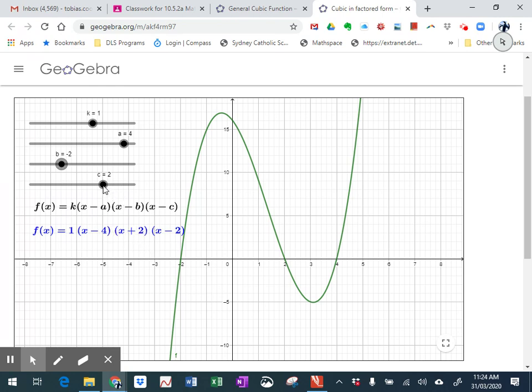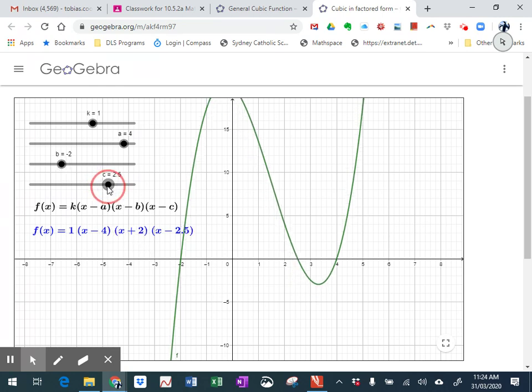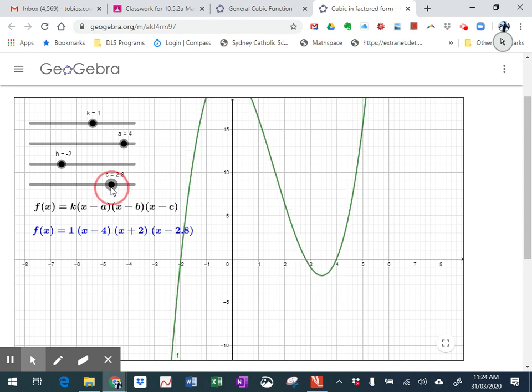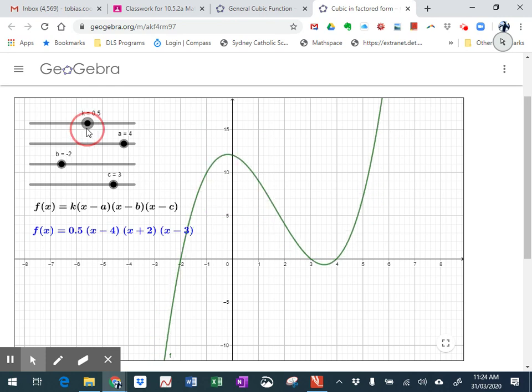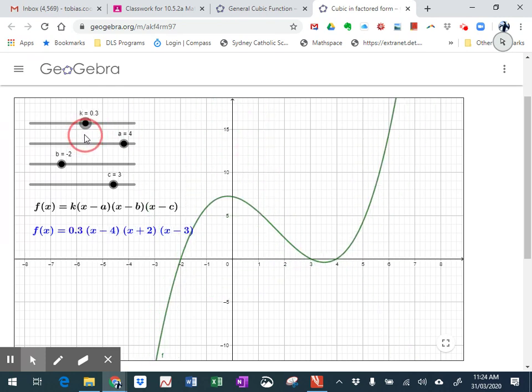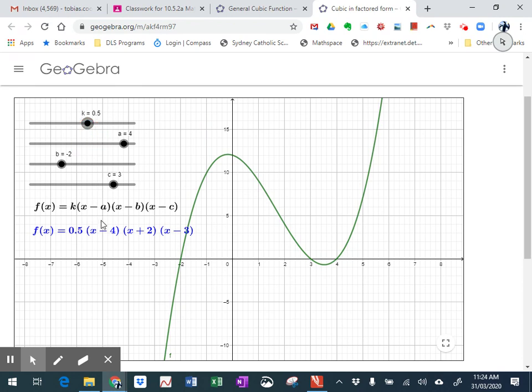Okay, now what about C? I'll take C up to 3, and I should get an x-intercept of 3. There it is. So there's an x-intercept of 3 there. Okay. Now I can also change the k value, by the way. The k value will not change the intercepts. Have a look. No matter what I do, those intercepts will always remain where they are, because the k value doesn't affect the intercepts. Okay. It's only the A, B, and C value.